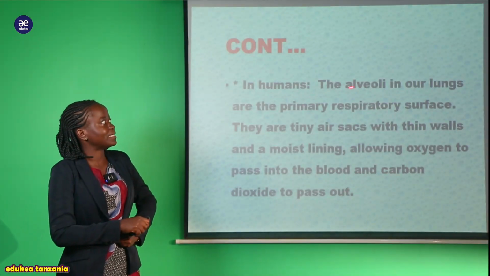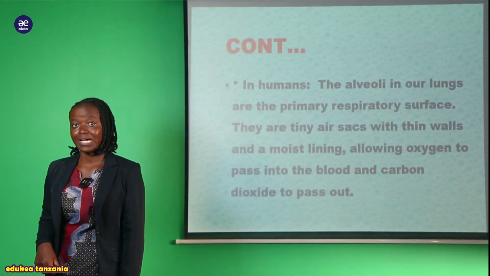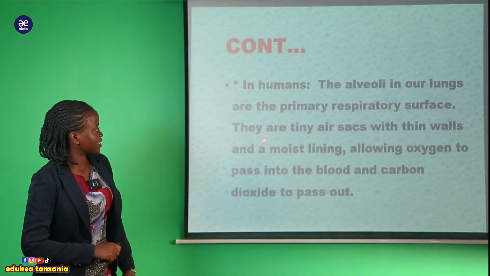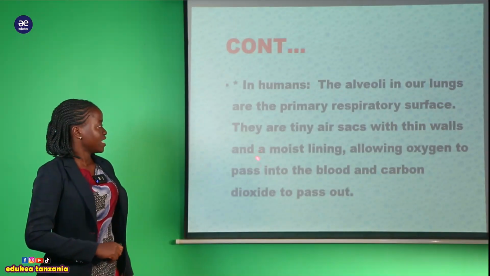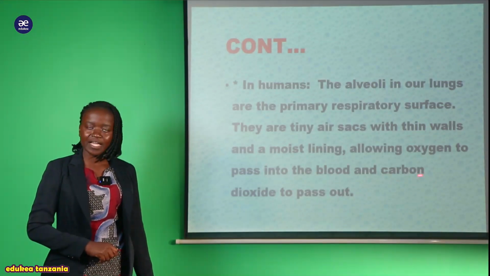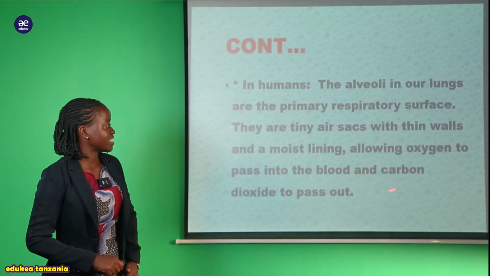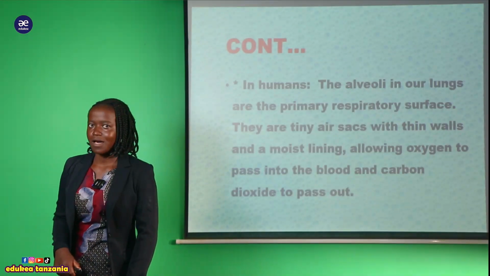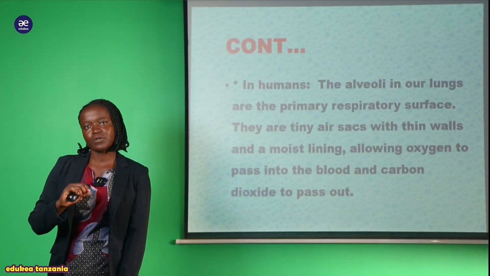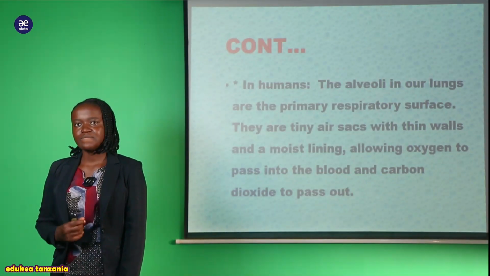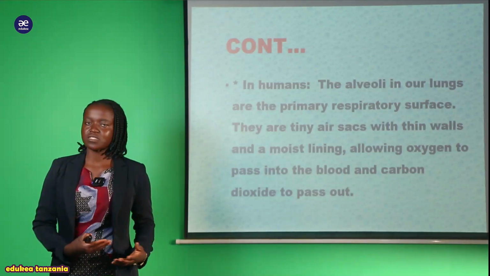So tunasema kwamba hiyo place inaitwa alveoli, which is found in our lungs. But we are saying that they are thin air sacs with thin walls and a moisture lining, allowing oxygen to pass into the blood and carbon dioxide to pass out. So due to their thin structure and the moisture surface, ndiyo ambayo sasa inasaidia easier diffusion of these gases.